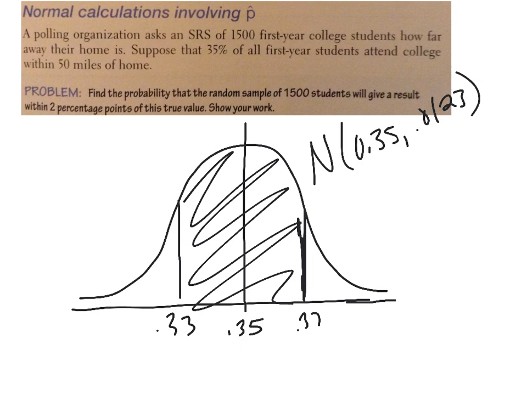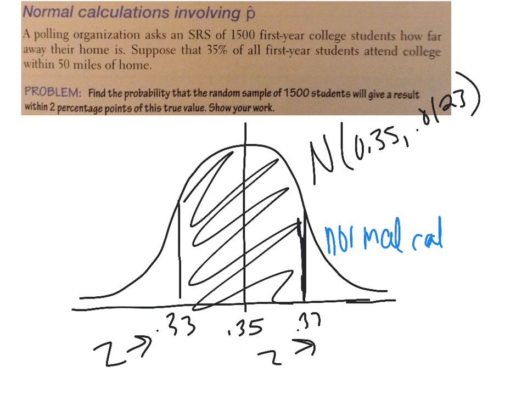Now I need to actually perform my calculations. Again, you could do this using technology, or you could do this using z-scores. I could find my z-score of 0.33 and my z-score of 0.37: take my value minus the mean and divide by the standard deviation. Then I could use my tables to determine what that area is, or I could use my calculator.